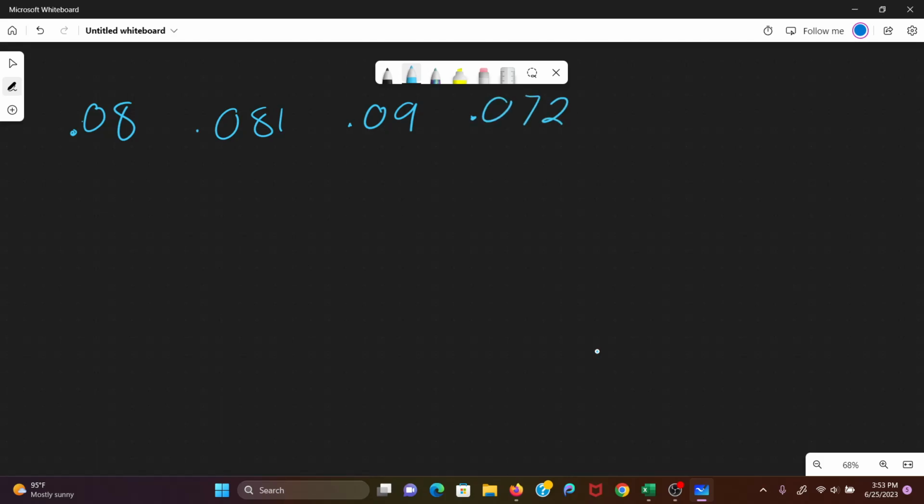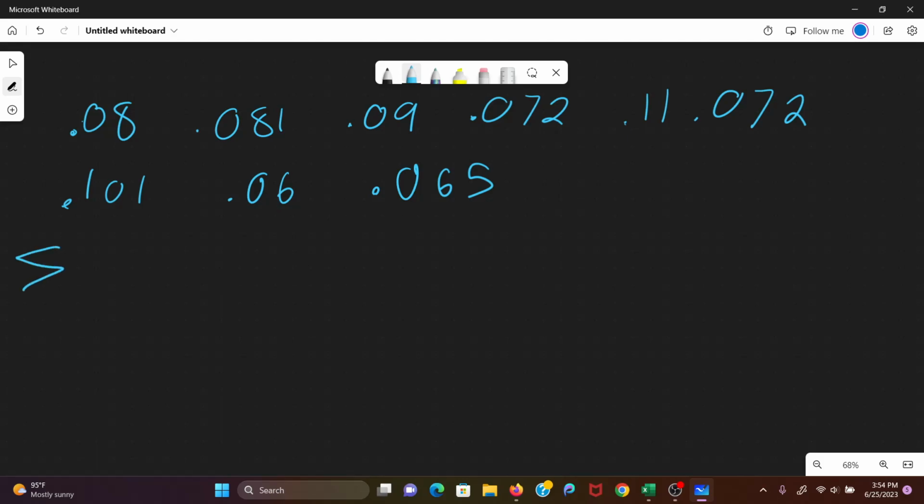0.072, 0.11, 0.072, I'm writing too big, 0.011. That's not what it is. 0.101, 0.06, and 0.065. The first thing that I'm going to do is I'm going to take the sum of all these.